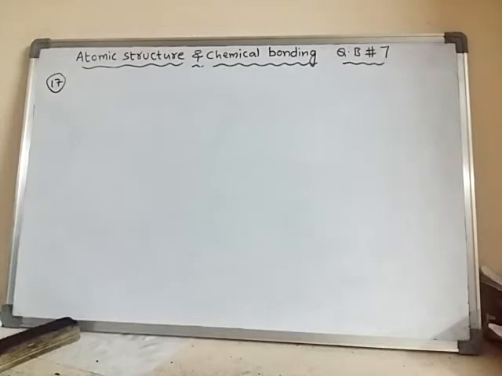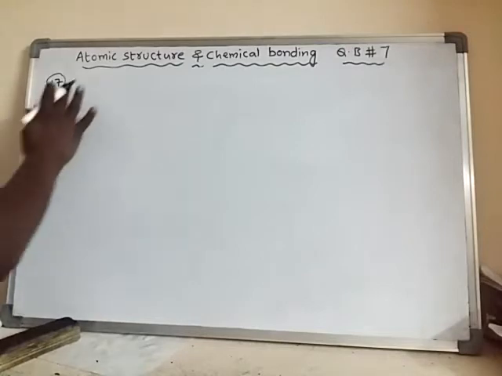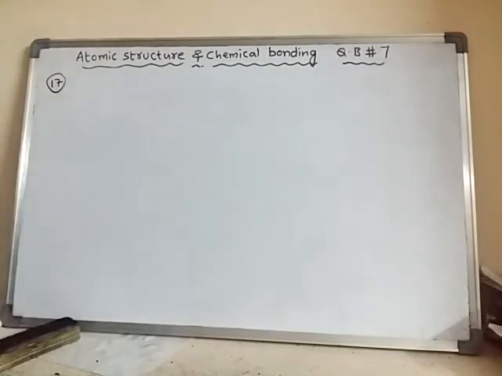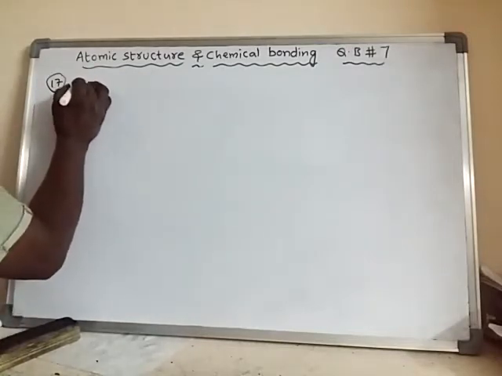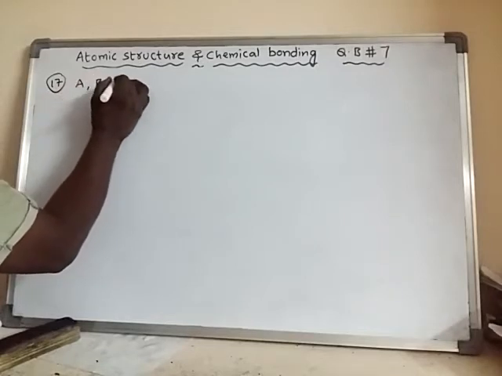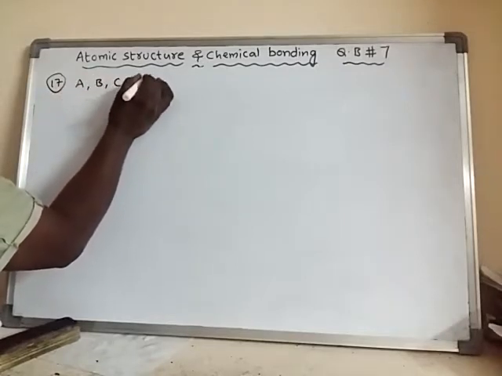We were learning question bank 7, which is related to atomic structure and chemical bonding. In that, we will start with the 17th question. What is the 17th question? In the 17th question, it is mentioned like this: there are four elements, elements A, B, C and D.